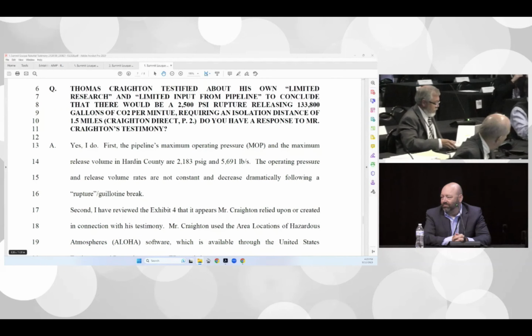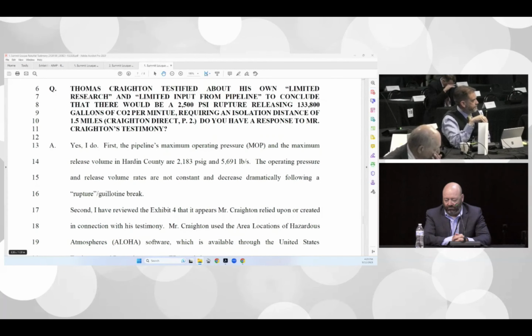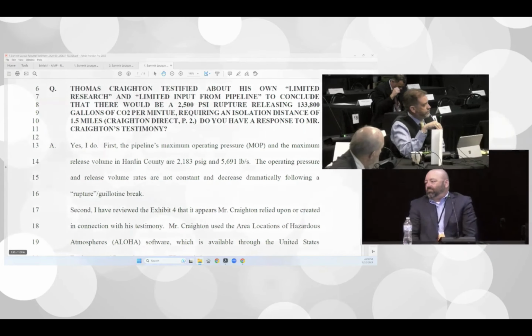Just one question for the open session for you, Mr. Luke. Do you happen to know what the actual pressure was in the Satartia incident when it ruptured? I do not. I do know that it was a dense phase CO2 pipeline, and it was probably class 900, which would have given them the option to operate at pressures similar to this pipeline. But in terms of what they were operating at, I have no idea.